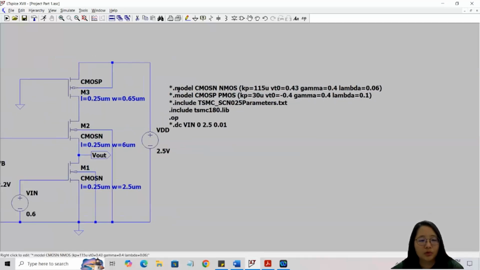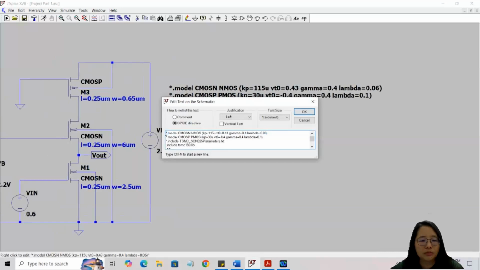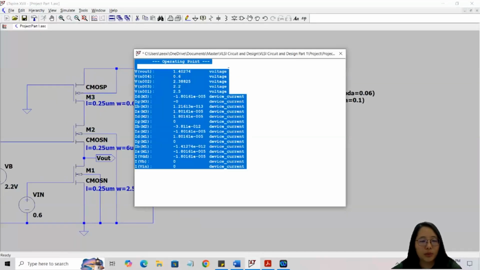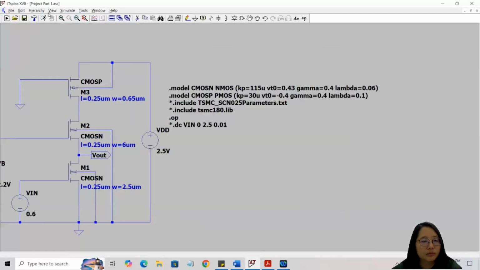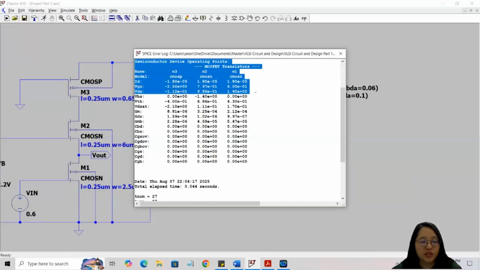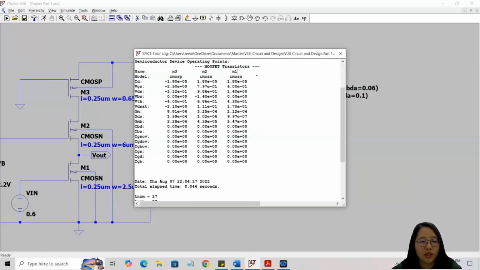First I will simulate for SPICE level 1. This one is the operating point for SPICE level 1 and this one is the VL. Then from the SPICE error log, we can get the ID, VGS, and VDS for M1, M2, and M3 and calculate the operating region for M1, M2, and M3.